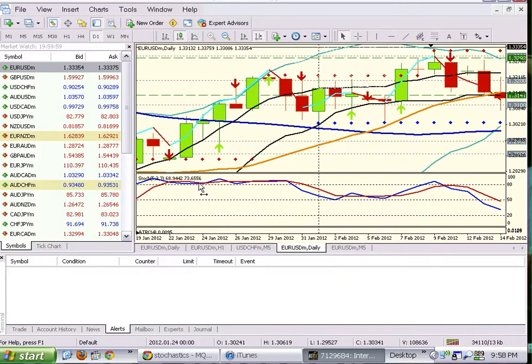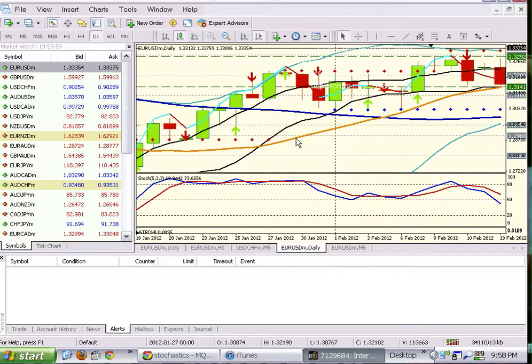So what I would look at here, I would look at the stochastic and say, wow, this thing is way overbought. I would not be buying here, especially on a tiny little candle like this. This is probably a Sunday candle.